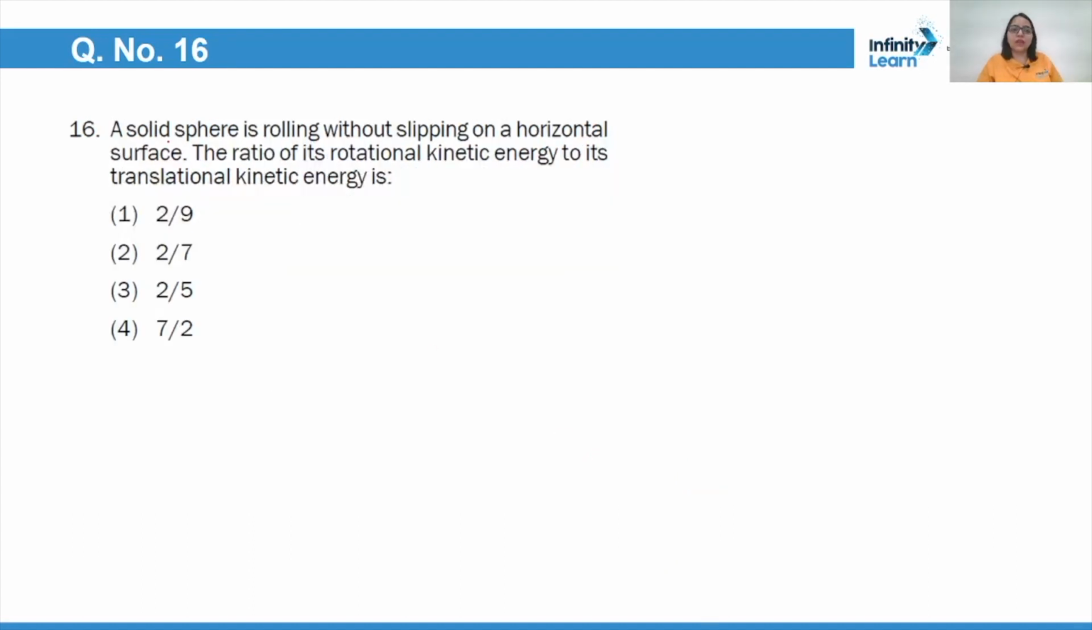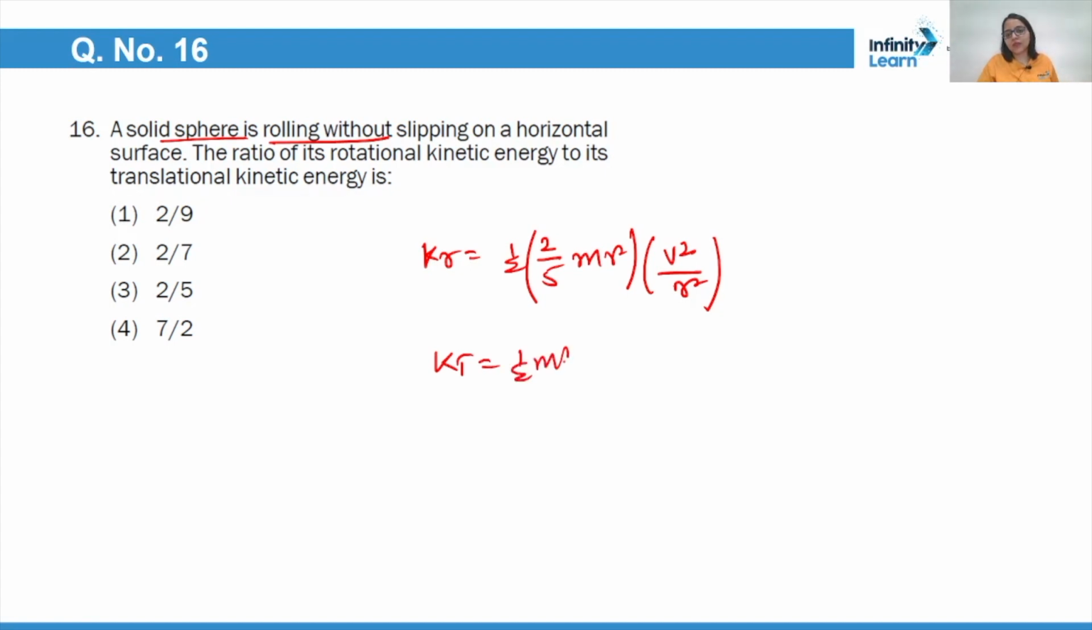Question number 16. We have a solid sphere rolling without slipping on a horizontal surface. So rotational kinetic energy will be half I omega square, and translational is half mv square. So rotational over here will be 1 by 2 mv square into 2 by 5, and translational is half mv square. So if you take the ratio, it will be 2 by 5.